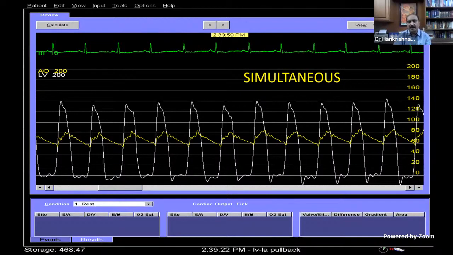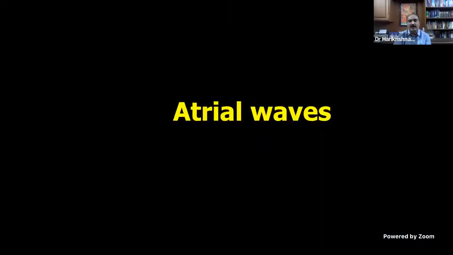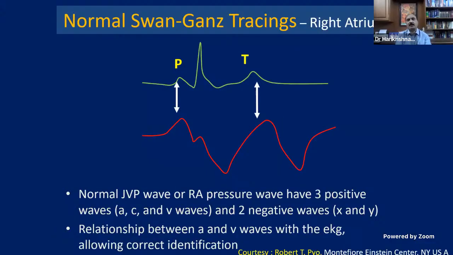Now we will go to the atrial waveforms. Now we know how to identify the atrial waveforms. In the atrial waveform, the P wave will be followed by the A wave, and the T wave will correspond approximately to the V wave. There is a C wave which corresponds to the R wave, and the V wave will follow the T wave. And you have the X and the Y descents.